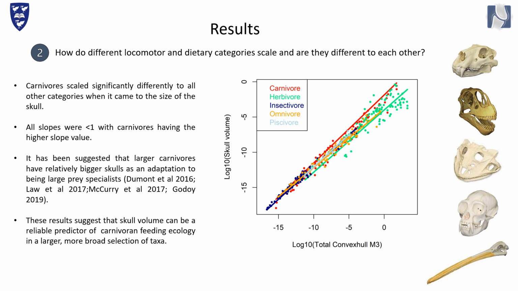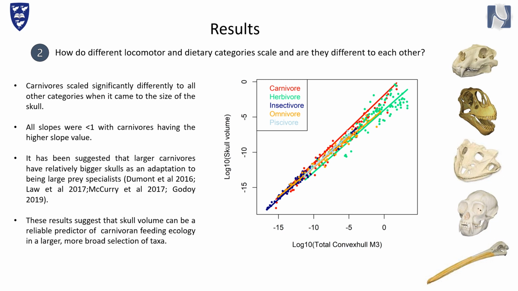The second question we wanted to look at: how do different locomotor and dietary categories scale, and are they different to each other? Using phylogenetic ANCOVA, one of the interesting results we found was regarding skull size. Carnivores scaled significantly differently to all other categories when it came to the size of the skull. All slopes were found to be less than 1, with carnivores having the highest slope value. It has been suggested that larger carnivores have relatively bigger skulls as an adaptation to being large prey specialists.